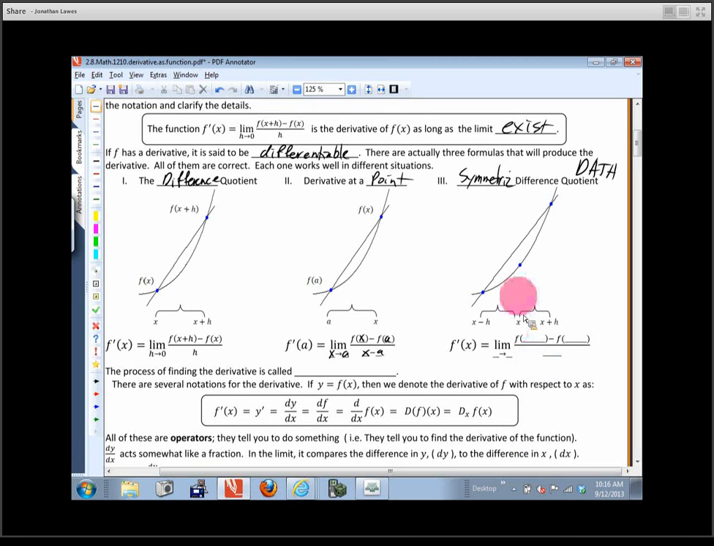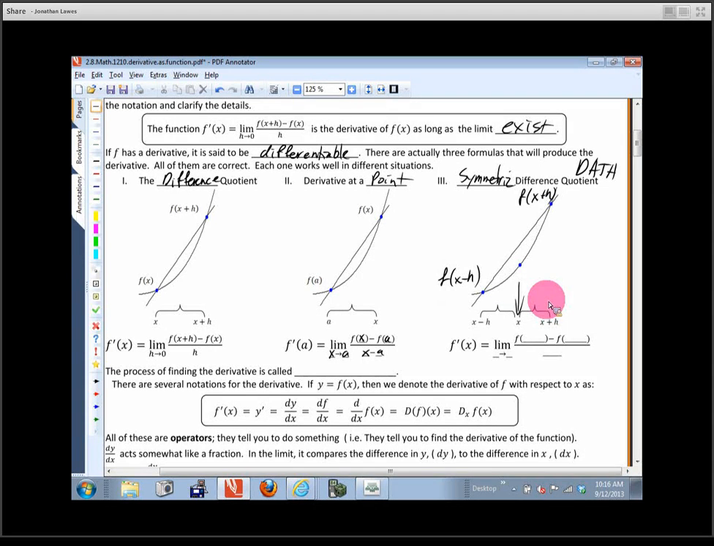This is the point where we want to find the derivative at x. So what we do with the symmetric difference quotient is we go forward a little bit, we go forward h, and we go back h. So this point right here would be f of x plus h. This point right here would be f of x minus h. So we're going a little bit on the left and the right of each side of the point of interest where we want to find the derivative.